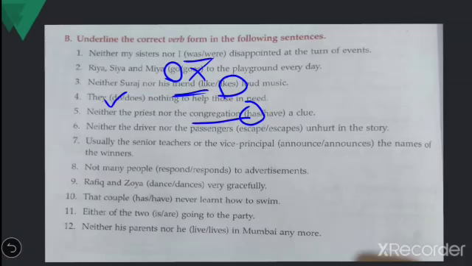Neither the driver nor the passengers escape or escapes unhurt in the story. Neither the driver is a singular. The passengers showing plural subject. So which is near? Passengers. So passengers are plural, so the verb also will come in plural form, escape.